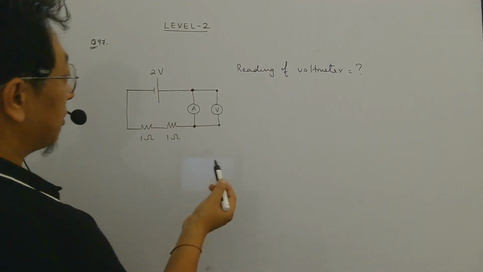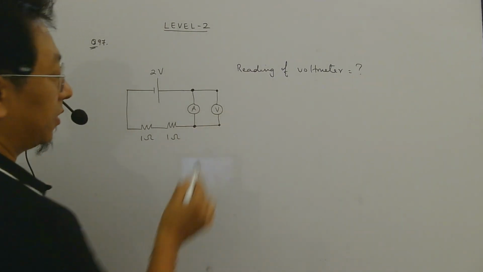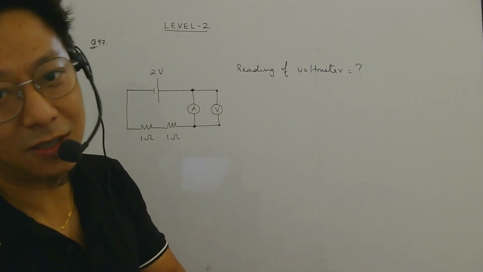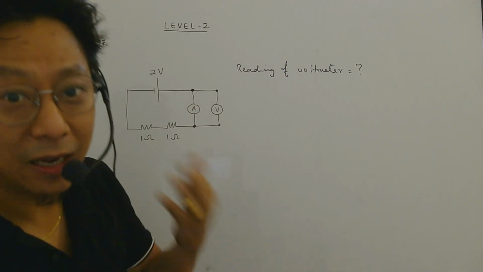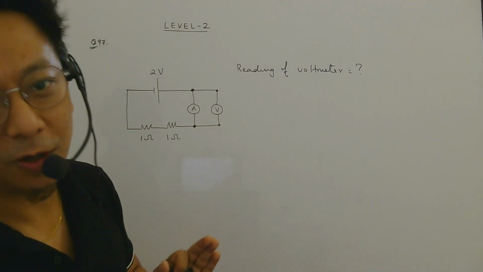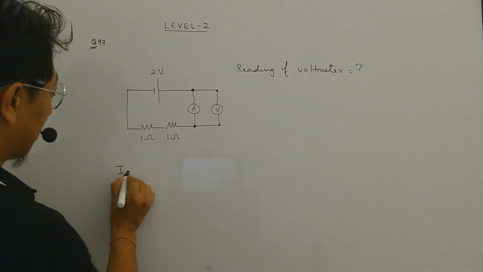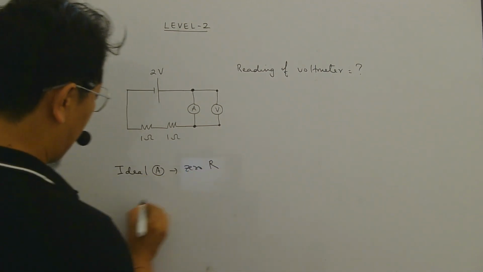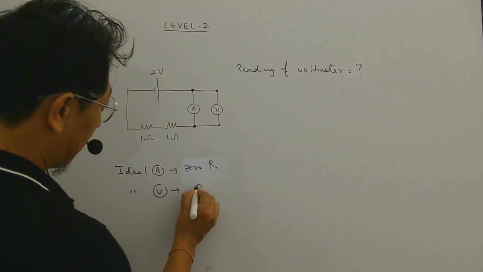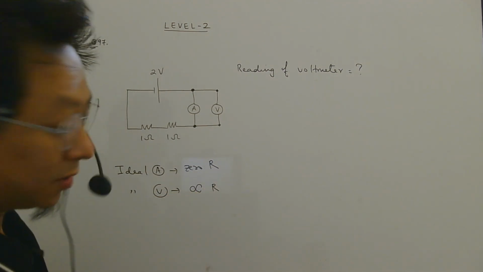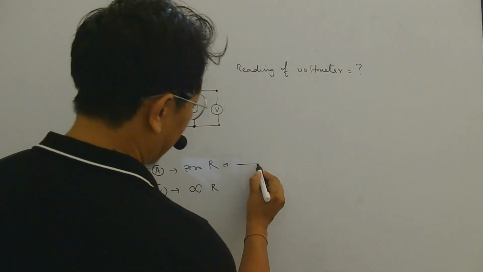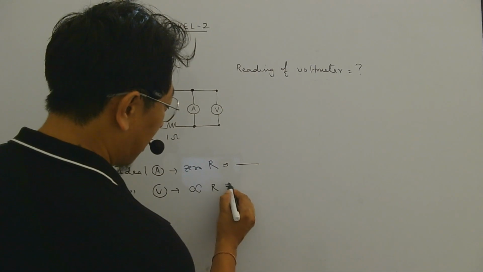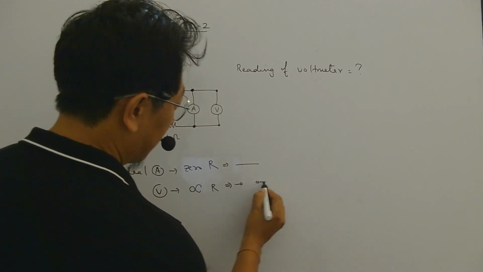Now, they have not mentioned anything about this ammeter and voltmeter, meaning they have not mentioned their resistances. So if they don't give the resistances, we must assume they are an ideal ammeter and an ideal voltmeter. And as I told in the class, an ideal ammeter has zero resistance and an ideal voltmeter has infinite resistance. Zero resistance means it will act like a wire without any resistance, which we say short circuit, and infinite resistance means it will act like an open circuit.